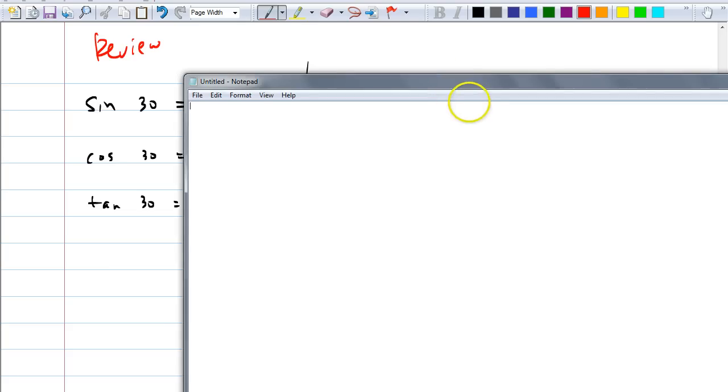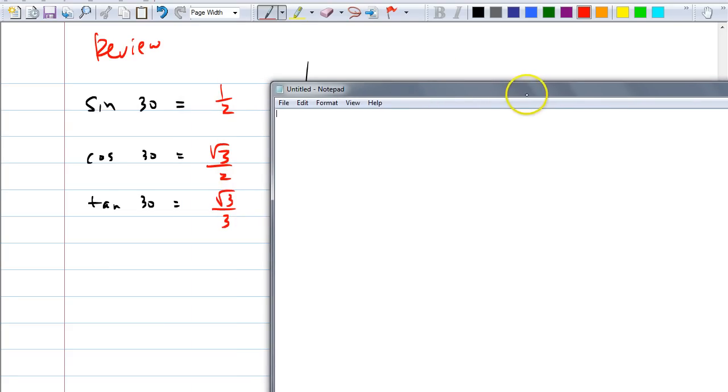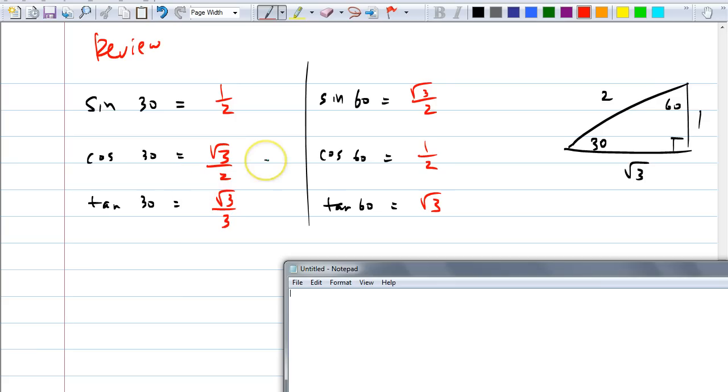For sine of 30 degrees, how many people got one half? Cosine of 30 is radical 3 over 2. Tangent is radical 3 over 3, right? For sine of 60, you have to tilt your head a little bit. What's the opposite side of 60 degrees? Radical 3, so radical 3 over 2 is sine of 60. Cosine of 60 is adjacent over hypotenuse, which is 1 over 2, and tangent is radical 3.